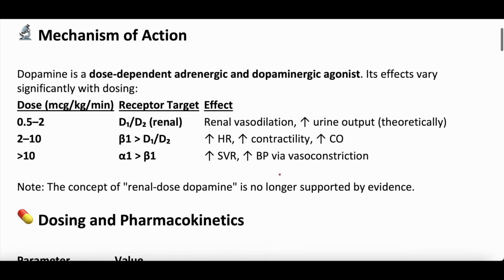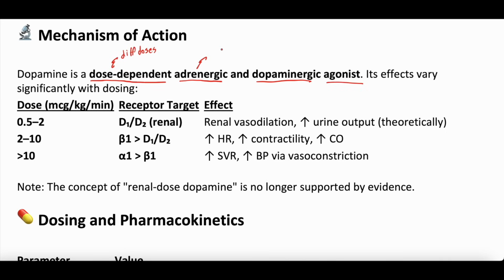So starting with mechanism of action, how does dopamine work? Well, dopamine is a dose-dependent adrenergic and dopaminergic agonist. Lots of big words here. So dose dependent, that one's obvious. Different doses cause different things to happen. We'll talk about that. Adrenergic.